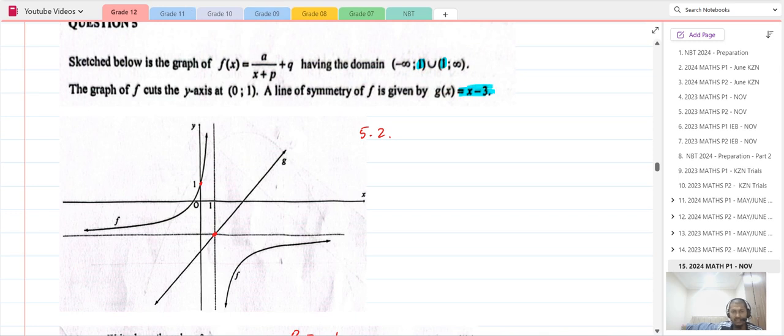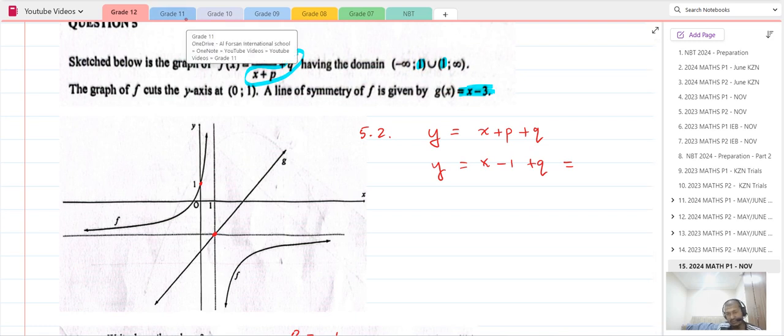But now how did we get the positive axis of symmetry? You went in this pattern here, right? So you said y is equal to x plus p plus q. So y is equal to x plus p, x minus 1, p is minus 1, plus q. Now that's equal to x minus 3. Remember, this is a formula to find the positive axis of symmetry. So x minus 1 plus q, but we know that that's already equal to x minus 3.